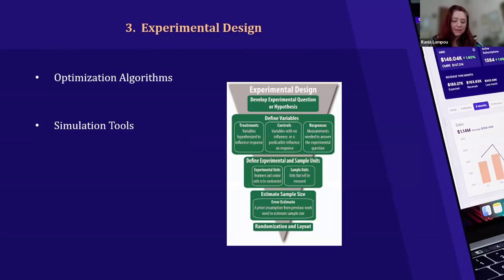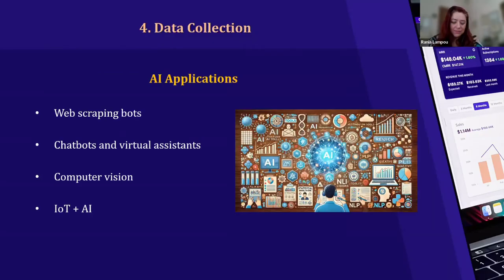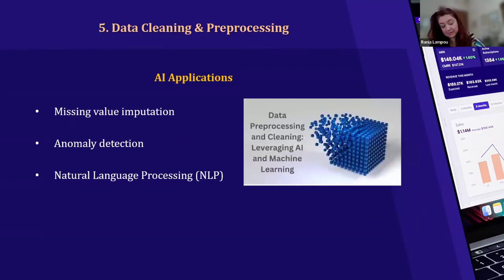And what about data collection? We have web scraping bots, which automatically extract large volumes of data from websites. Chatbots can conduct surveys and interviews interactively. Computer vision can extract data from images, videos, or scanned documents, and the Internet of Things combined with AI can connect real-time data from sensors and connected devices.